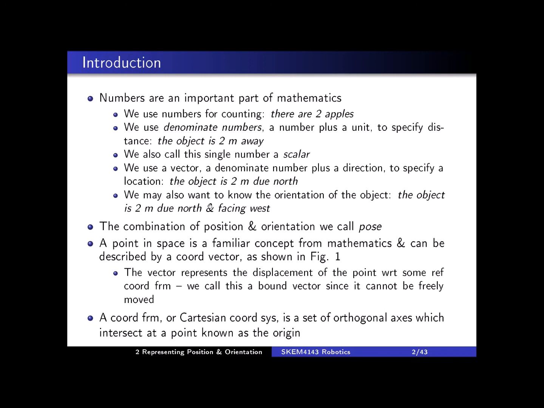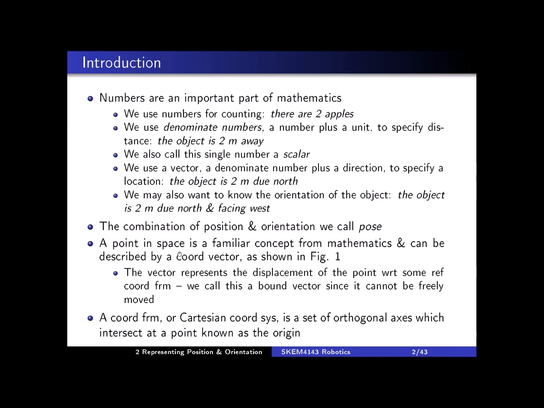We may also want to know the orientation of the object. So it's not enough, again, to know the position. We also want to know what is the heading of the robot, or where it is facing. So that is the orientation of the robot or object. The combination of position and orientation we call pose.